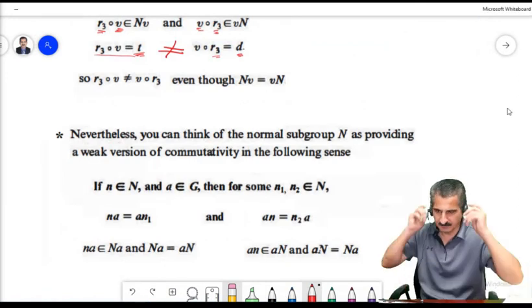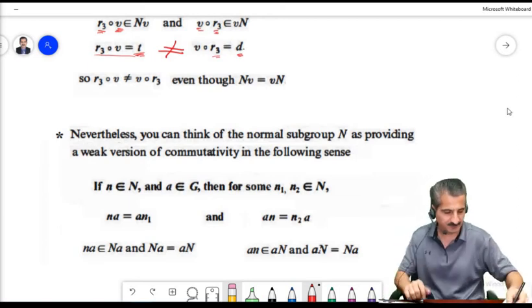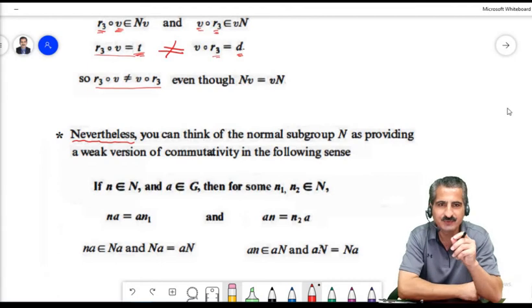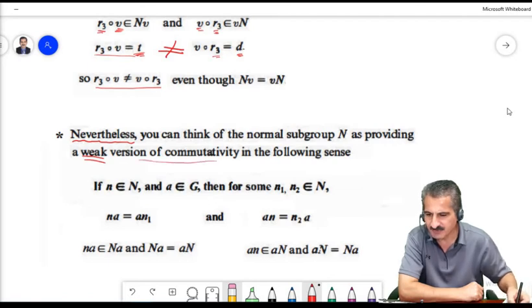So having a left coset and the right coset does not necessarily mean the element commutes. But nevertheless, there is some sense of commutativity here, a weak version of commutativity. It is true that AN does not equal NA, but notice that if N is an element of the subgroup and A is an element of the group, then for some N1 and N2, see what we have.